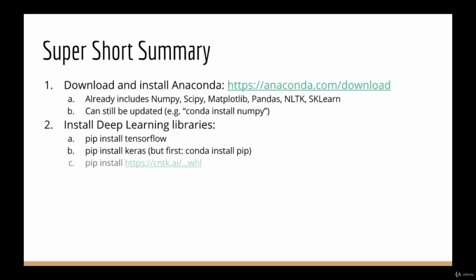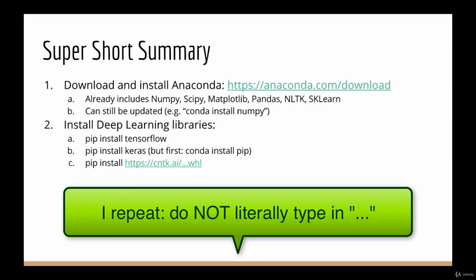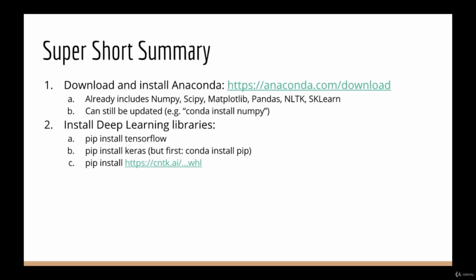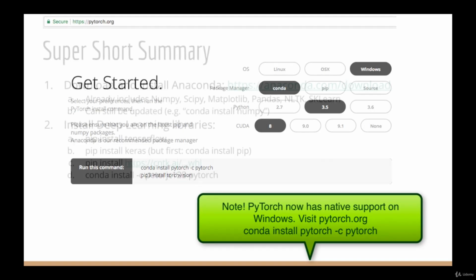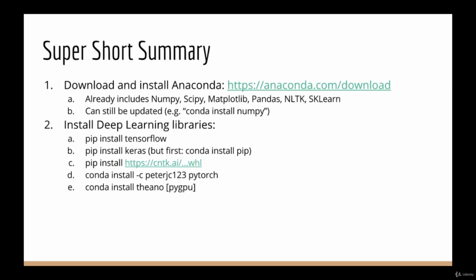Next we have CNTK, which is Microsoft's deep learning library. So you do pip install and then the CNTK URL, which you can get from Microsoft's website. I'm not posting any URL here because the version could likely change in the future, and so you just Google search how to install CNTK and you can get a URL just like this. Next we have PyTorch, that's conda install -c peterjc123 PyTorch. After that we have Theano, so that's conda install Theano, or conda install Theano PyGPU if you have an NVIDIA GPU and you've installed the CUDA toolkit already.